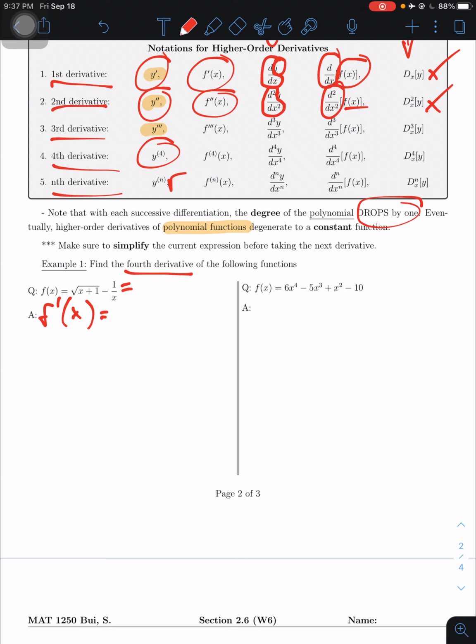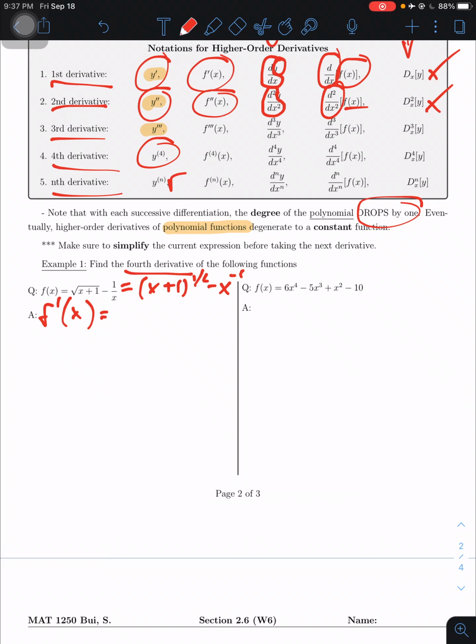So square root stands for 1/2, right? That means we're going to have (x + 1) to the power of 1/2, and then the other one becomes minus x to the negative 1. If you're not sure how we end up with the 1/2 and the negative 1 for the powers, make sure you talk to me. Text me, email me, or schedule a Zoom meeting with me to clarify this before you continue to watch this video, okay?